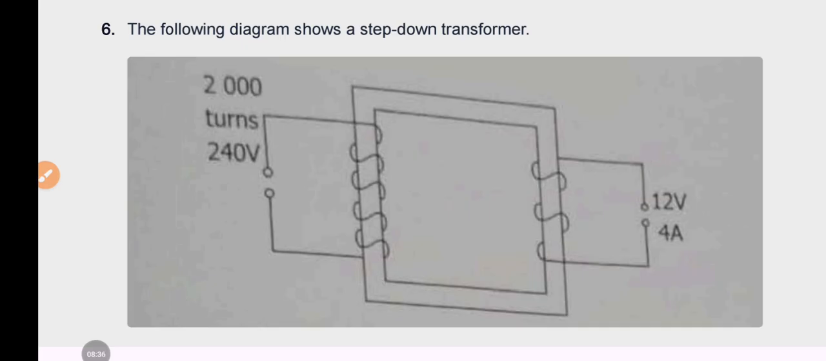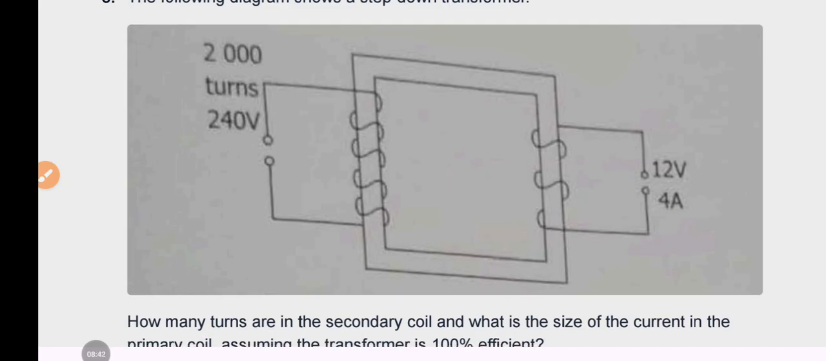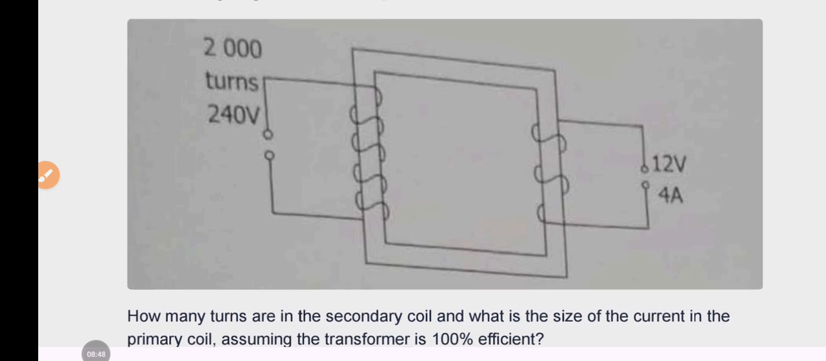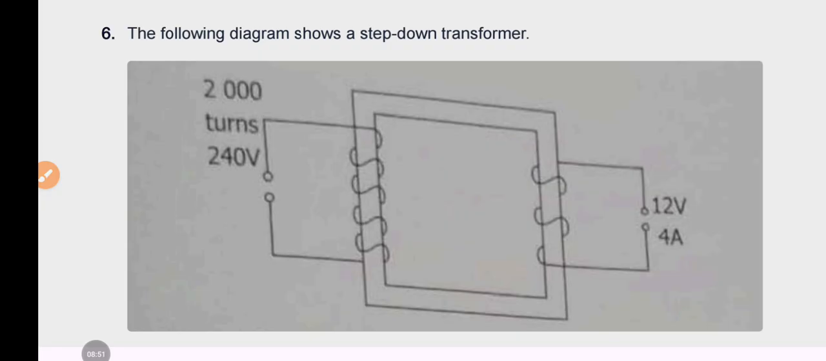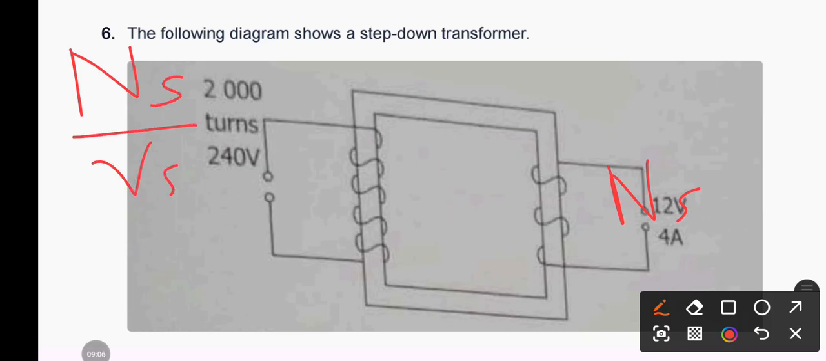Question 6. The following diagram shows a step-down transformer. How many turns are in the secondary coil and what is the size of the current in the primary coil, assuming the transformer is 100% efficient? So, step 1, let us first determine the number of turns in the secondary coil. We'll use the formula that says NS over NP is equal to VS over VP.